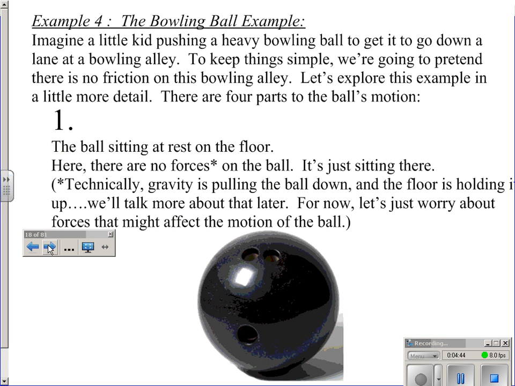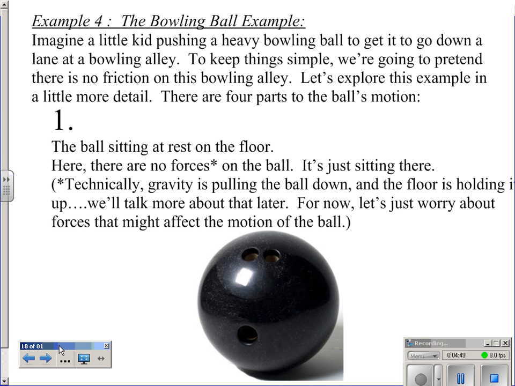All right, so here we go, the bowling ball example. I want you to imagine a little kid, I'm thinking like 3 or 4 years old, at the bowling alley trying to push a heavy bowling ball down the lane. To keep things simple, we're going to pretend there's no friction, which, I mean, bowling alleys tend to be pretty smooth. So although we're oversimplifying it, it's probably not that much of an oversimplification. All right. So when this little kid goes bowling, there are four distinct parts to the ball's motion, and we can talk about them all using Newton's first law.